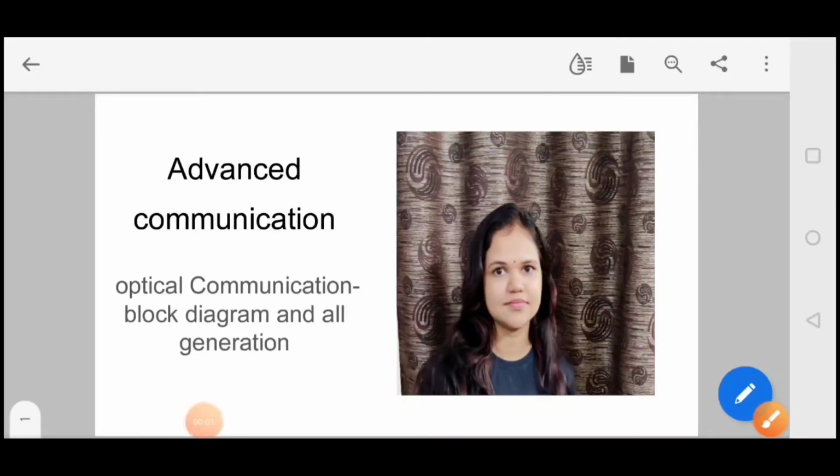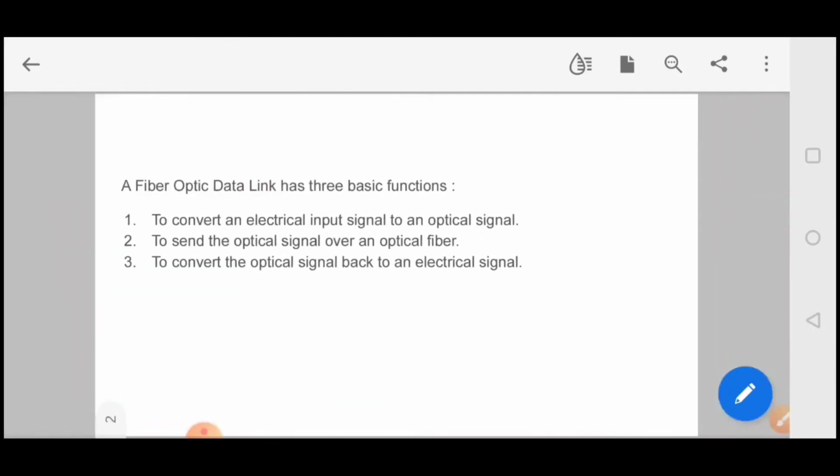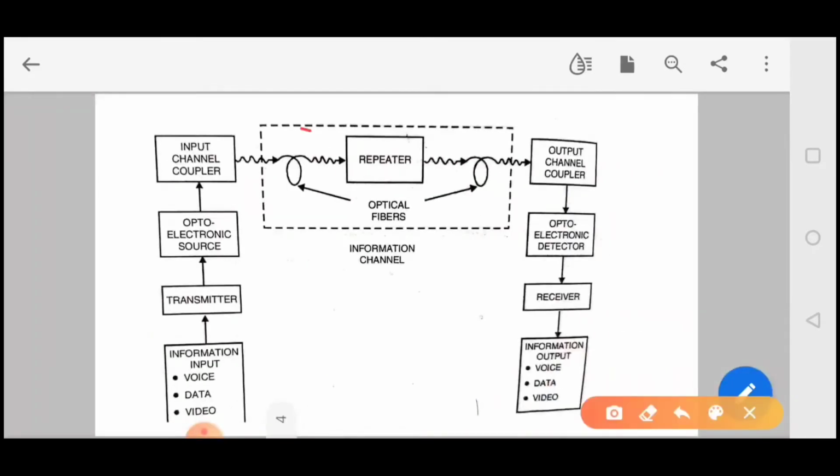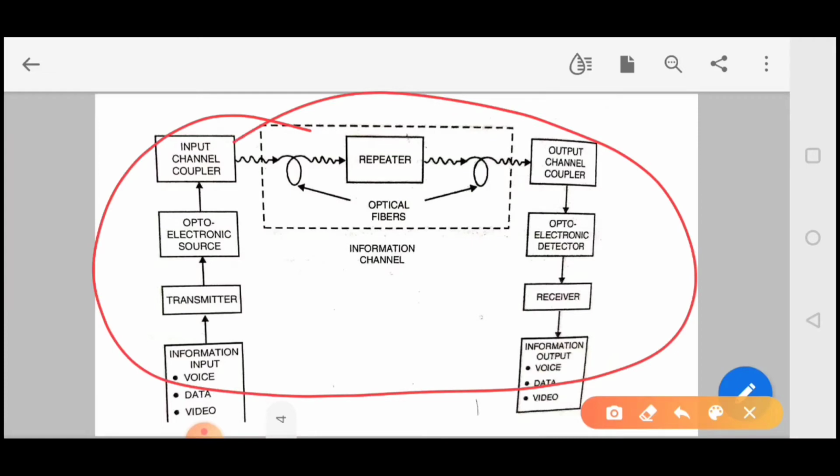Everyone, my name is Surabhi Singh and today I will explain the block diagram of optical communication and all the generations, like first generation, second generation and up to fifth generation. What are the changes that have been done in optical communication? So let's begin with the block diagram. You can imagine this block diagram because this block diagram is the whole syllabus of optical communication.